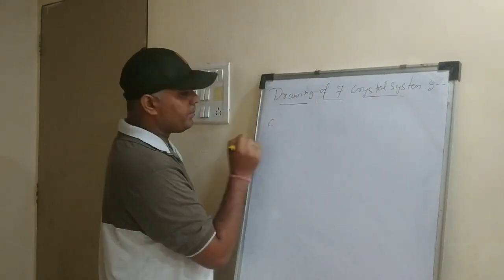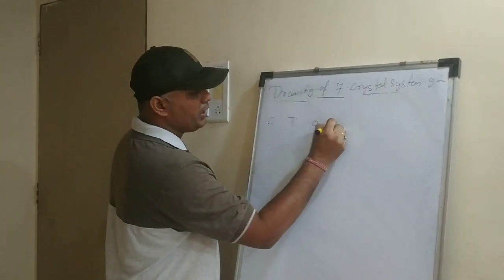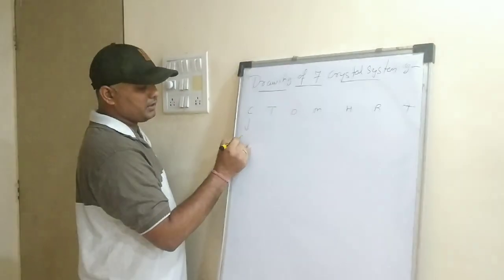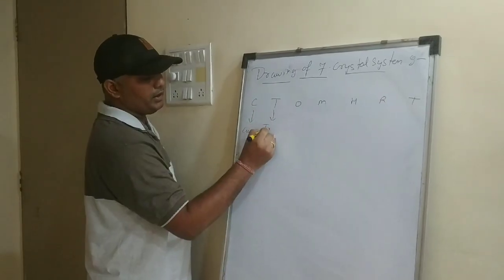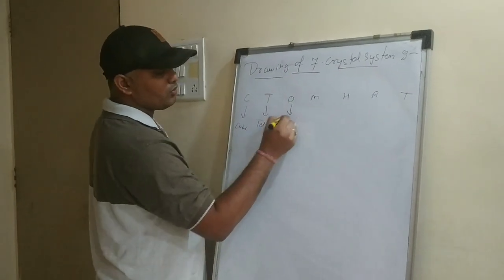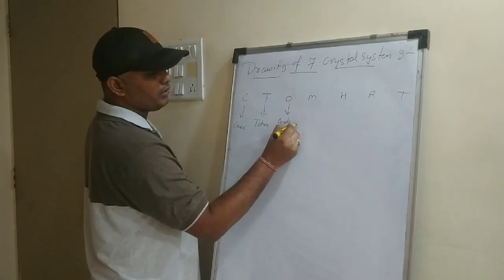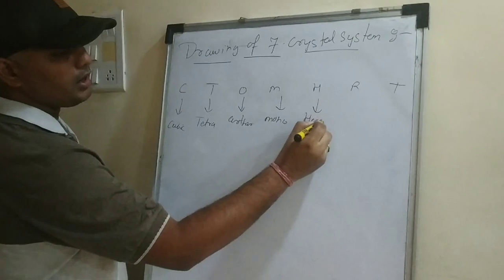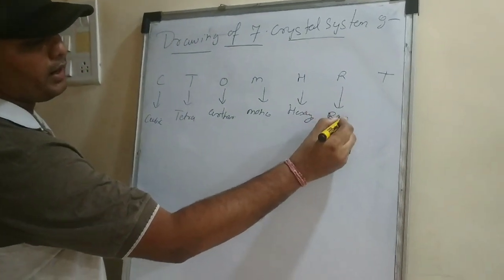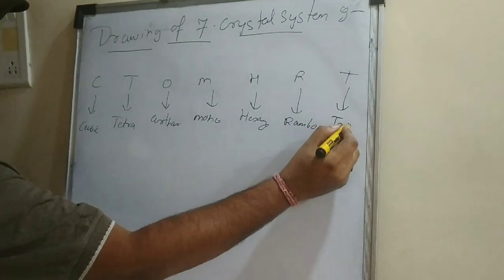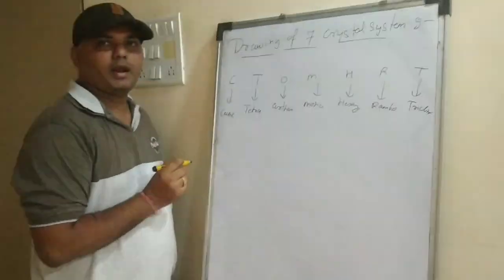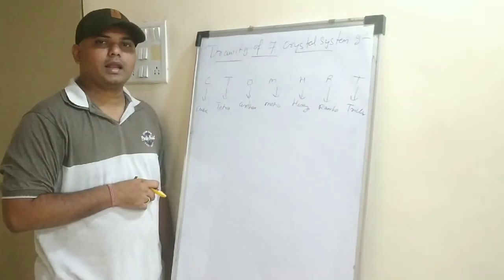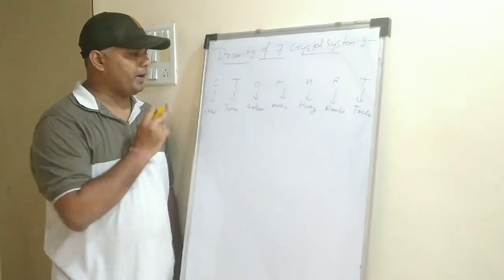We know the abbreviation CTOMHRT. So what is C? C is nothing but cubic. What is T? T is nothing but tetragonal. What is O? O stands for orthorhombic. What is M? M stands for monoclinic. H stands for hexagonal. R stands for rhombohedral. And T stands for triclinic. Right? I hope that you are understanding this. This is the abbreviation I used in the earlier class when I was doing the seven crystal systems. You might be remembering it, right?